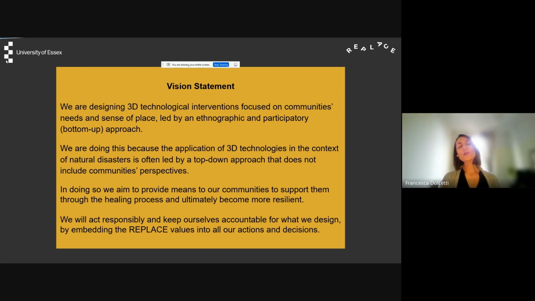And so in doing so, we aim to provide means to support our communities through the healing process and ultimately become more resilient. And we will do so by acting responsibly and keeping ourselves accountable for what we design, embedding the Replace values into all our actions and decisions.